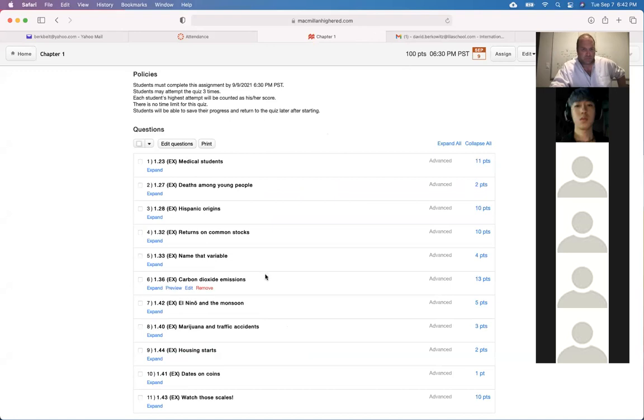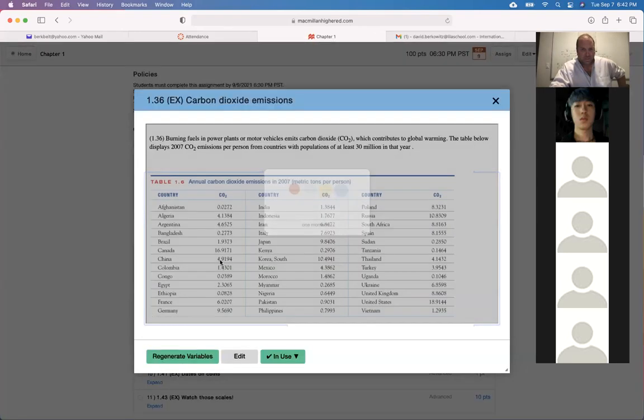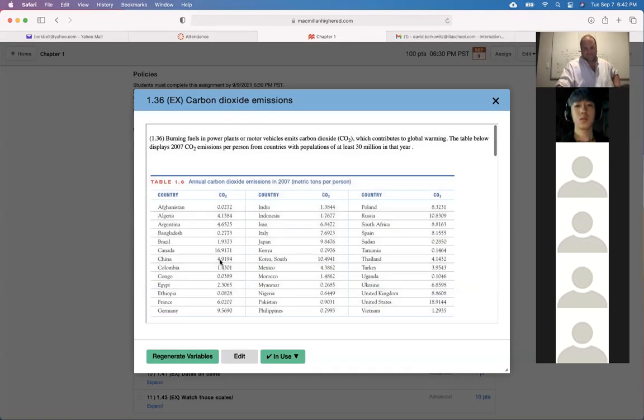Number 6 instead of 8. So carbon dioxide emissions? Yeah, I was really confused on that because I thought my answers were correct, but they ended up being wrong. Let's take a look. So burning fuels in power plants or motor vehicles. The below displays 2007 CO2 emissions per person from countries with populations of at least 30 million in that year. Okay, we have all this stuff.